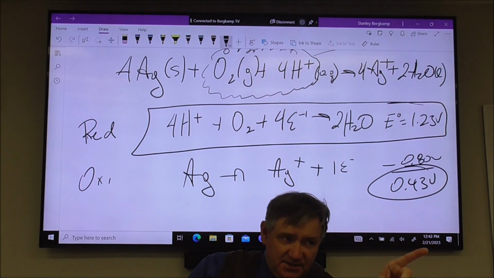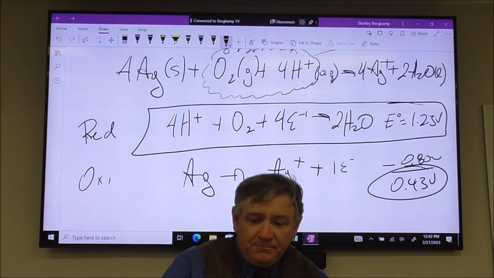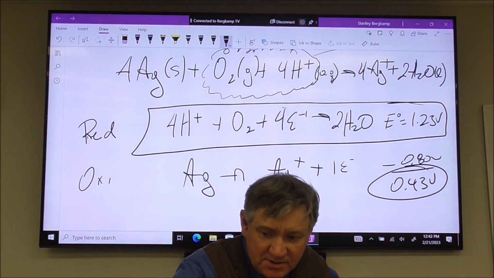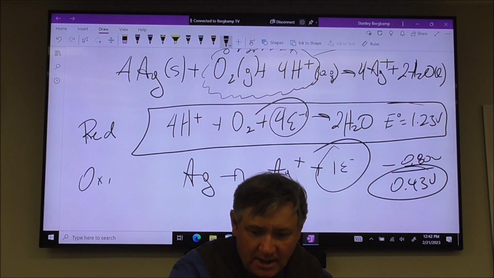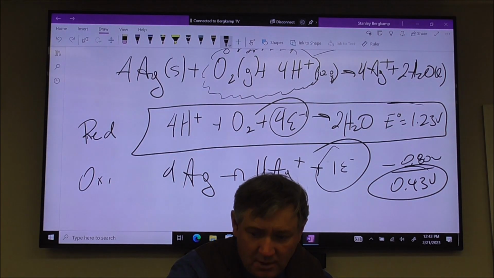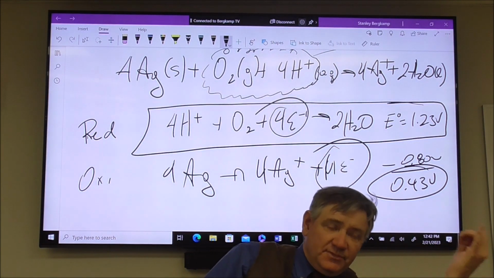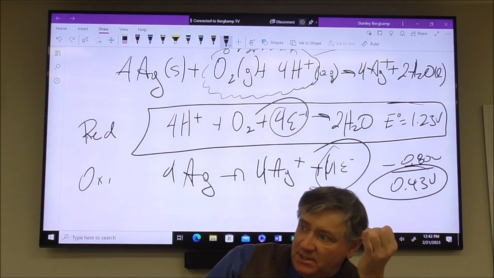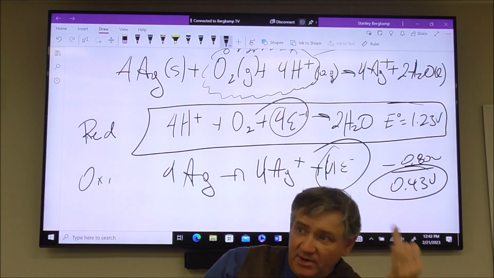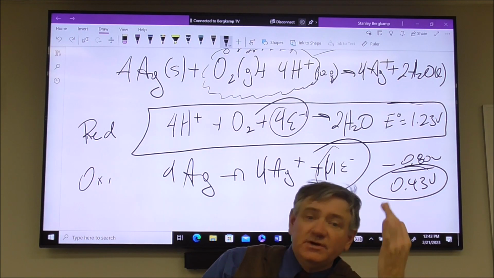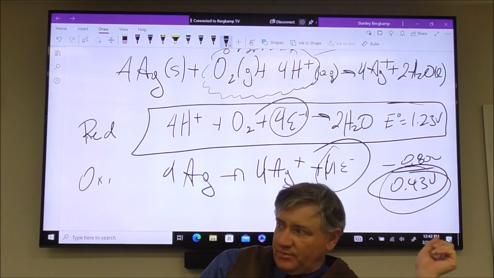The next thing you need to do is figure out the value of n. If I've got 4 electrons up there and only 1 electron here, I have to multiply all of that by 4. So right away, now I know my n value is going to be 4. I know Faraday's constant, 96,500. And I know my E naught value of 0.43 volts.